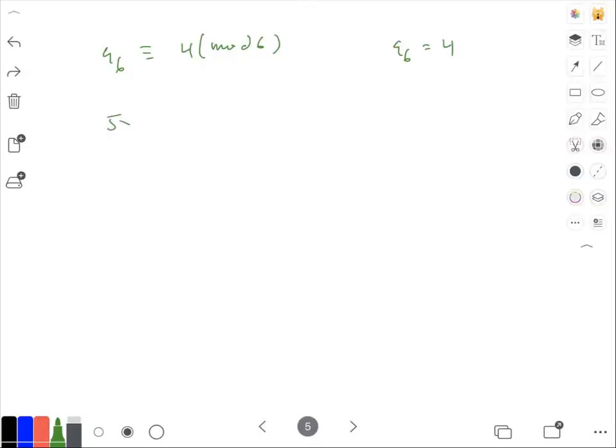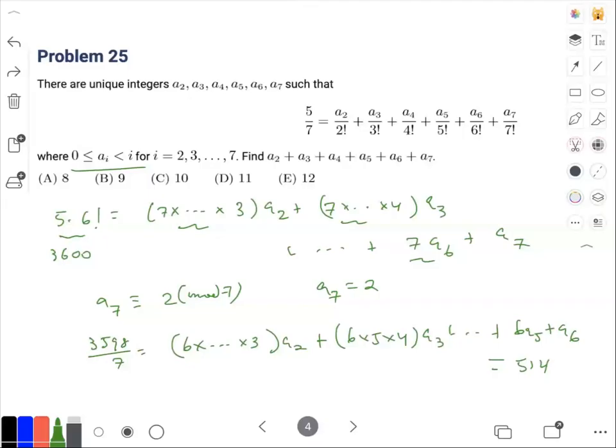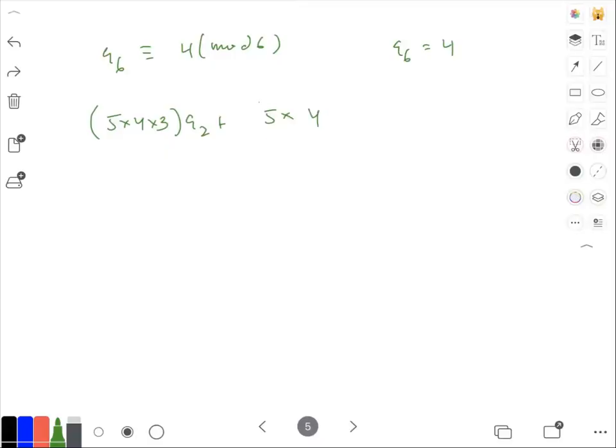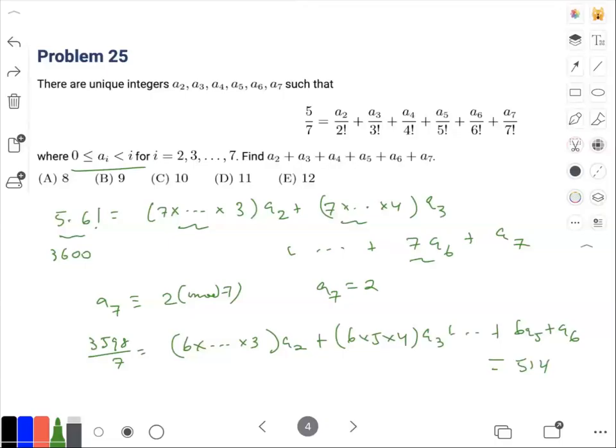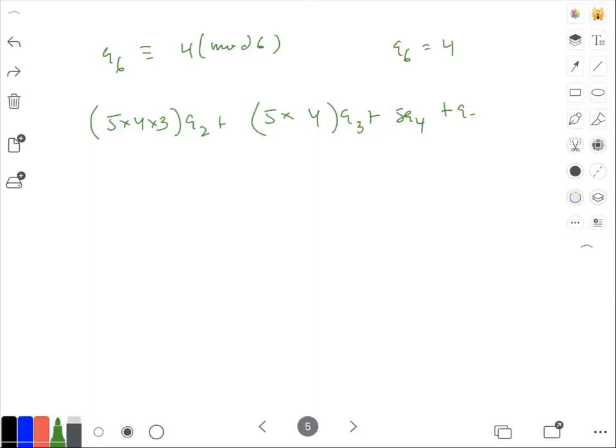So we'll have 5 times 4 times 3 a2 plus 5 times 4 a3 plus 5 a4 plus a5 is equal to 510 over 6, and 510 over 6 is 85. Now I have a 5 in almost everything, so I'll take mod 5. a5 is therefore congruent to 0 mod 5. By the restriction, a5 must be less than 5 and greater than or equal to 0, so a5 must be 0.